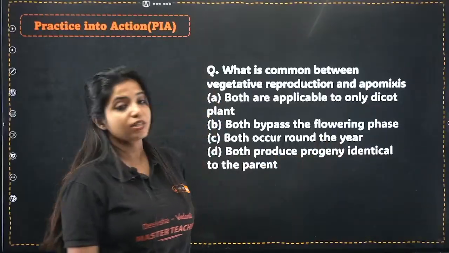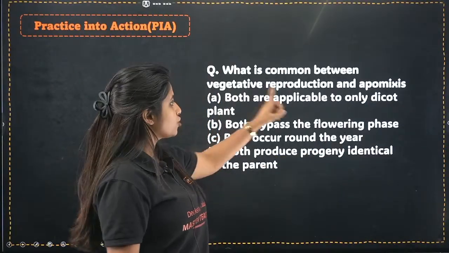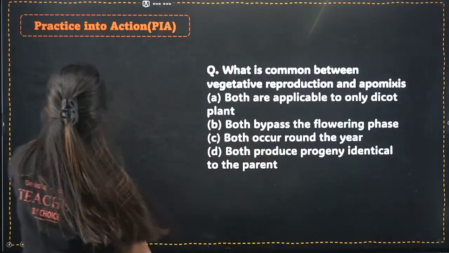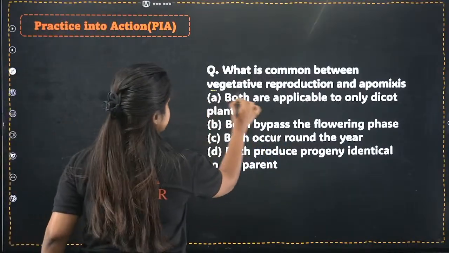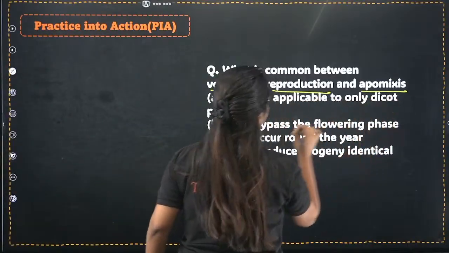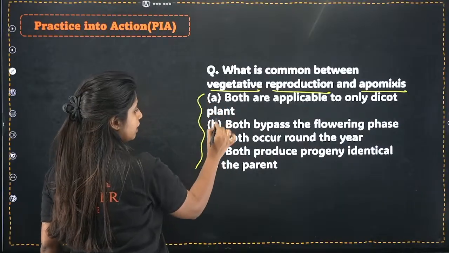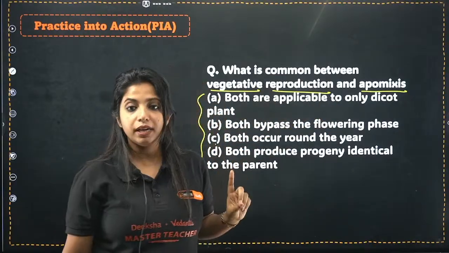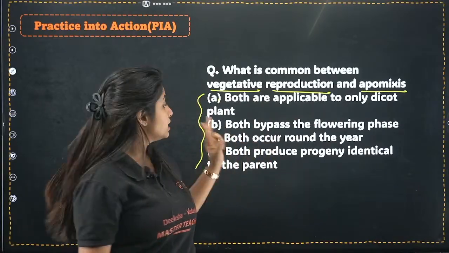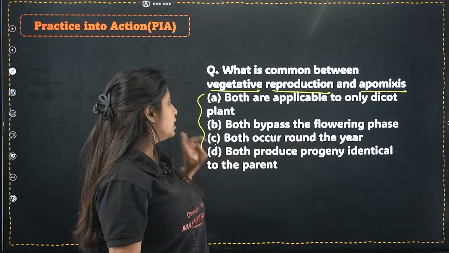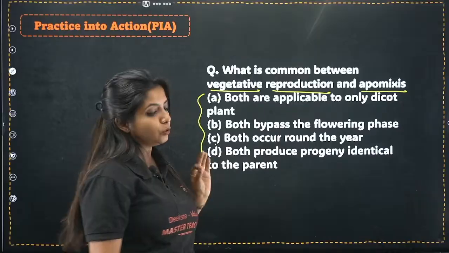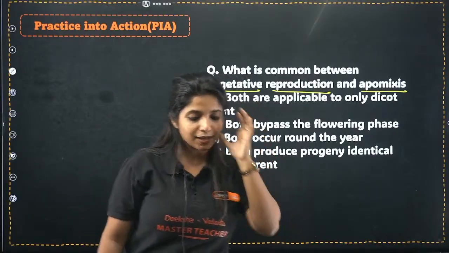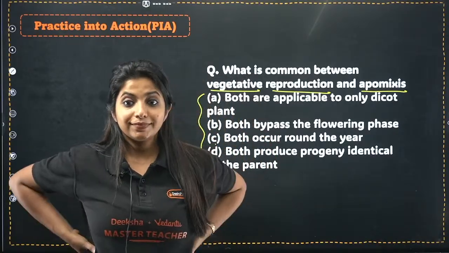What is common between vegetative reproduction and apomixis? So over here you have options A, B, C, D. A, both are applicable to only dicot plants. B, both bypass the flowering phase. C, both occur around the year. D, both produce progeny identical to the parent. What do you think is the answer for this?